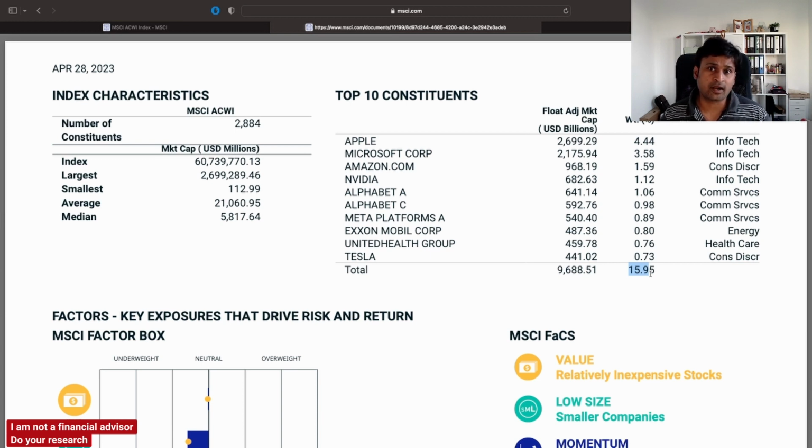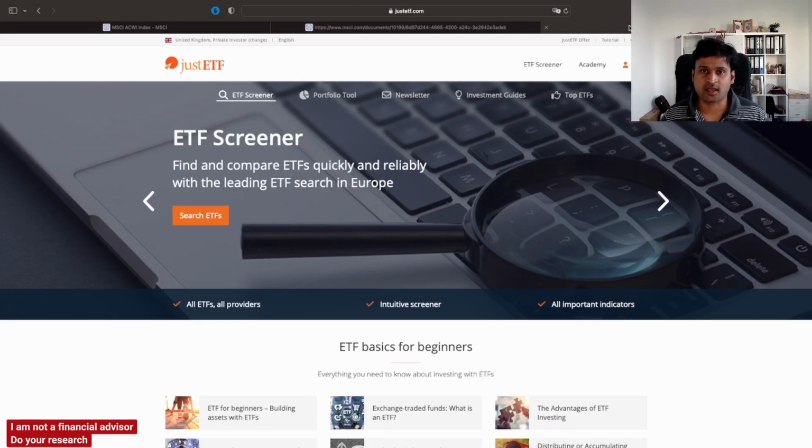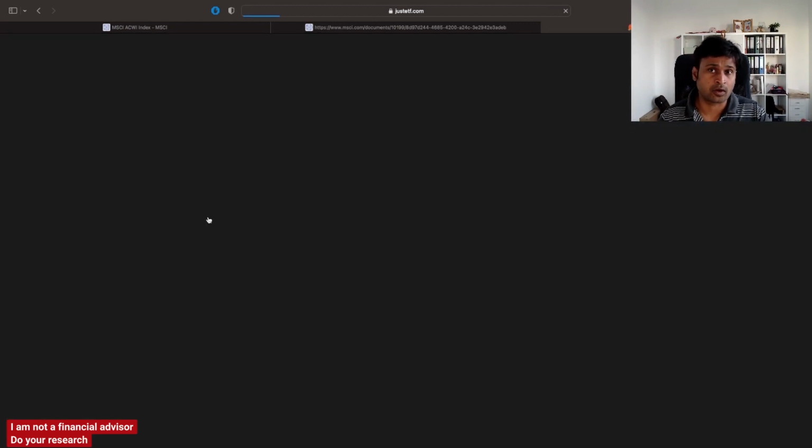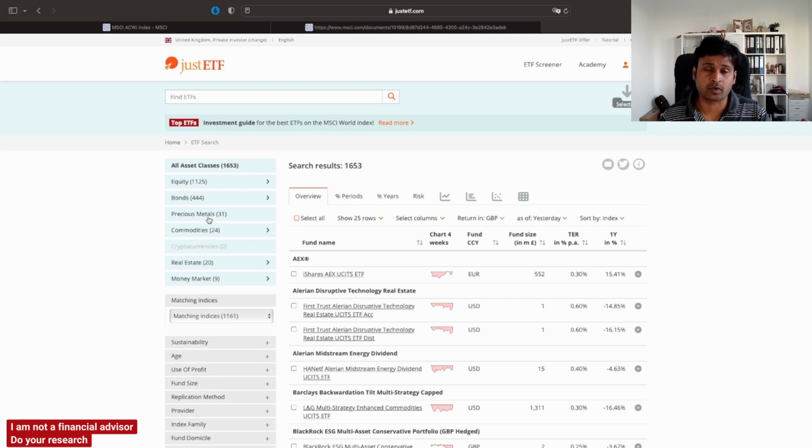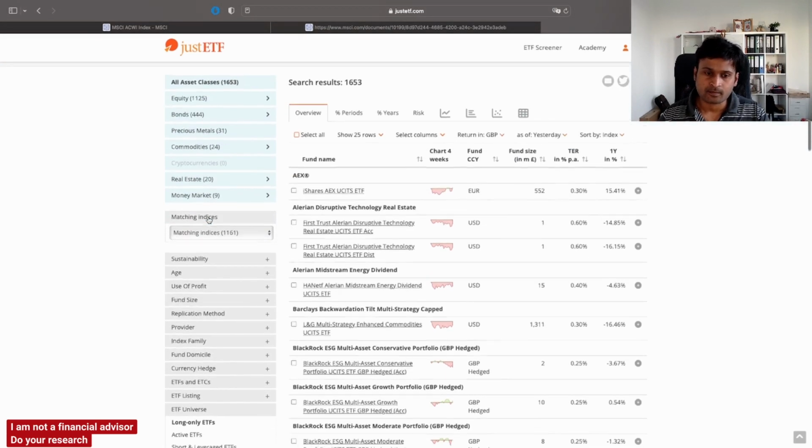So now let's search for the cheapest option that is available for us to invest in Germany. For this, I use the same old search engine, Just ETF, which is really good, and I recommend you have a look. The user interface is not very complicated, it's not very slow, and it just does the job that is needed.